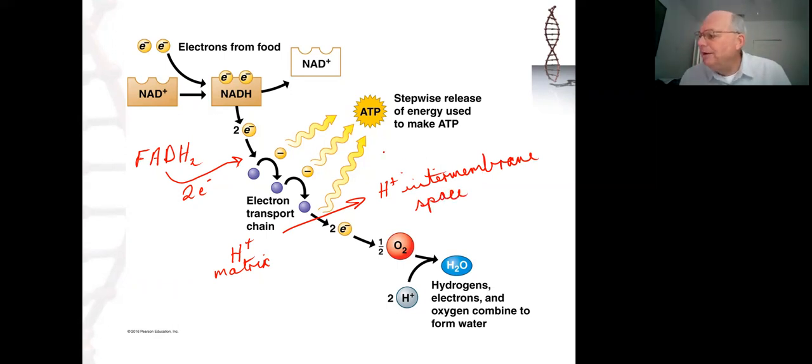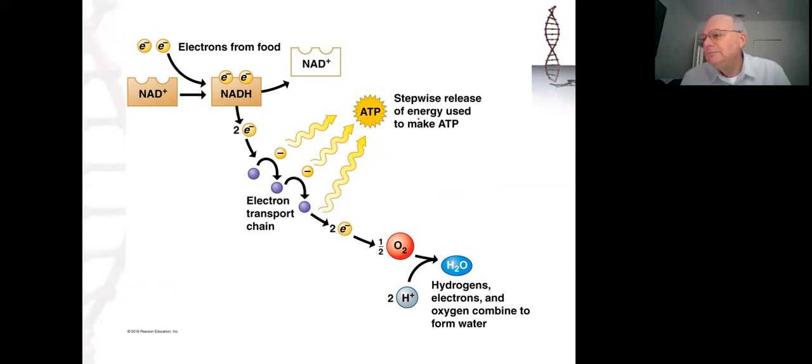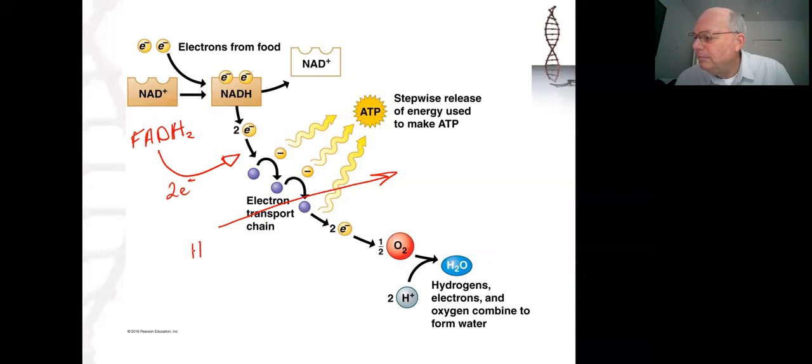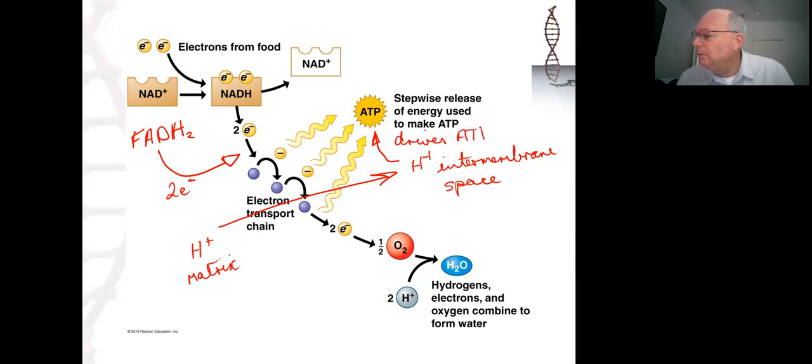And that hydrogen ion gradient is then, I haven't done that for a while, the hydrogen ion gradient then is what drives ATP synthesis.